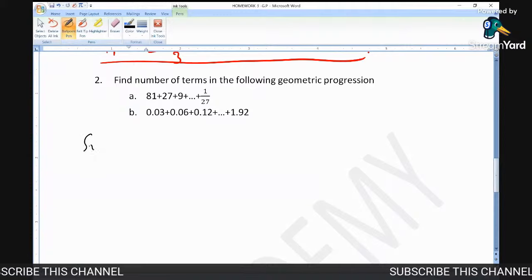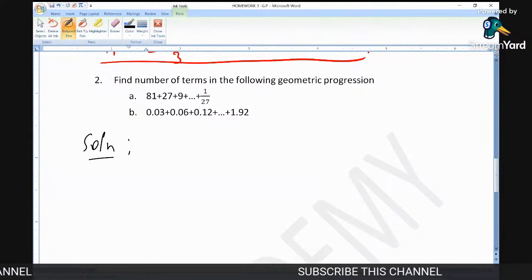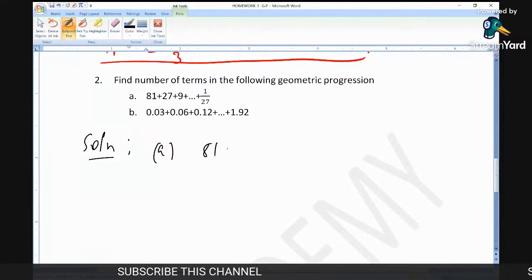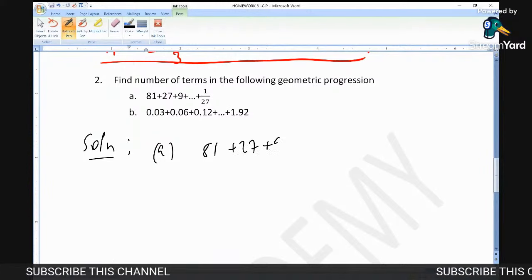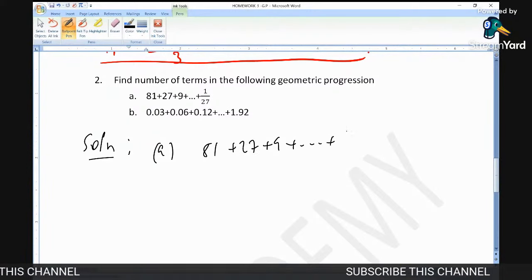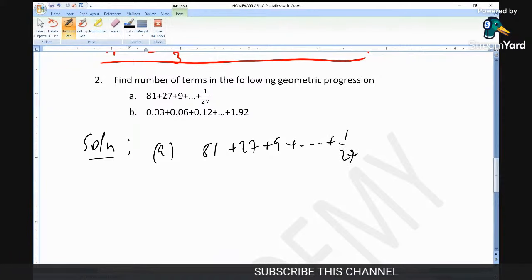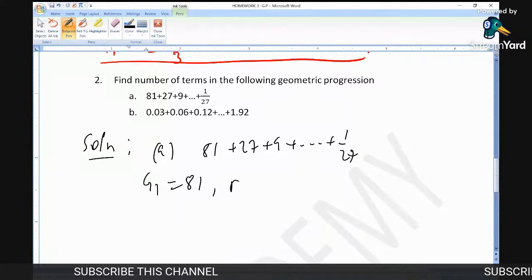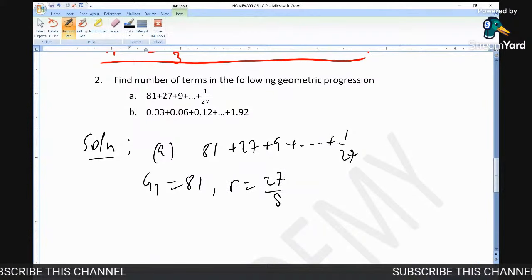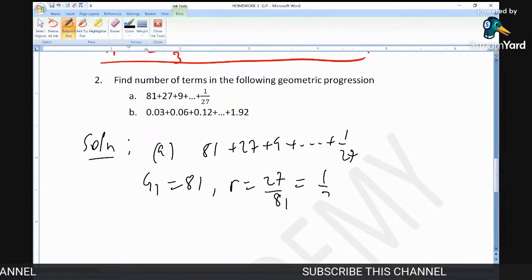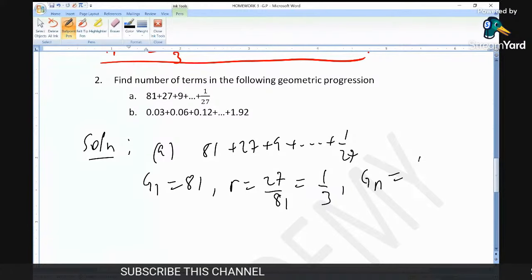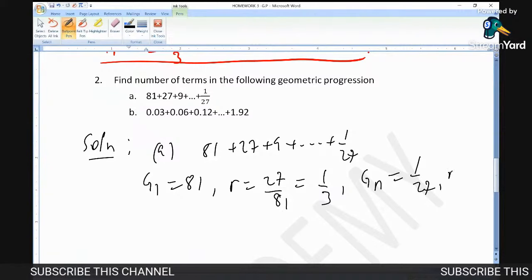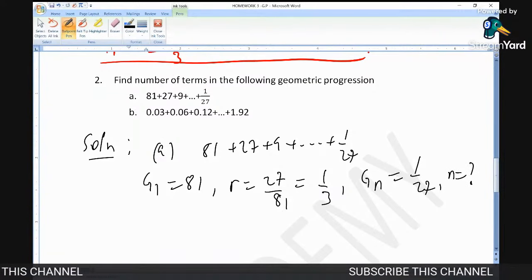So we say solution. For A, we are having 81 plus 27 plus 9 plus, it goes to, plus 1 over 27. So we have G1 equals 81. We have common ratio 27 over 81, which is 1 over 3. And we have Gn equals 1 over 27. You're supposed to find the number of terms.